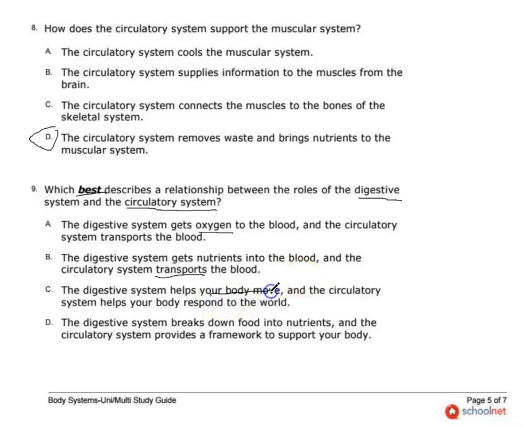Helping your body move is probably the muscular. Now, this one breaks the food down into nutrients, sounds correct, but then it says the circulatory system provides a framework. That would be our what? Skeletal system. So again, I think these are not super hard, but so far we've done pretty good.